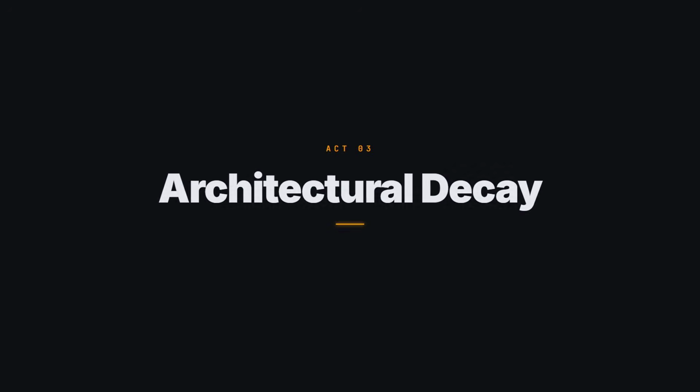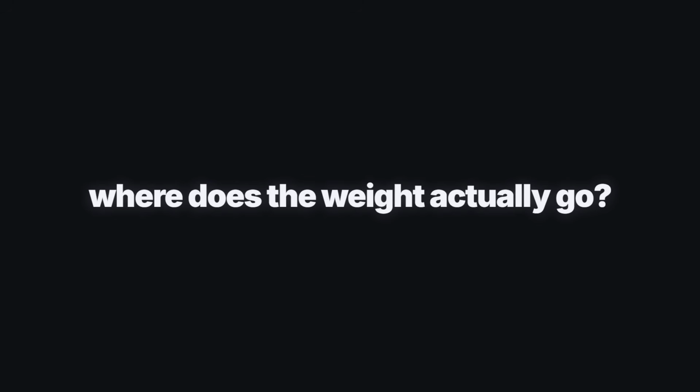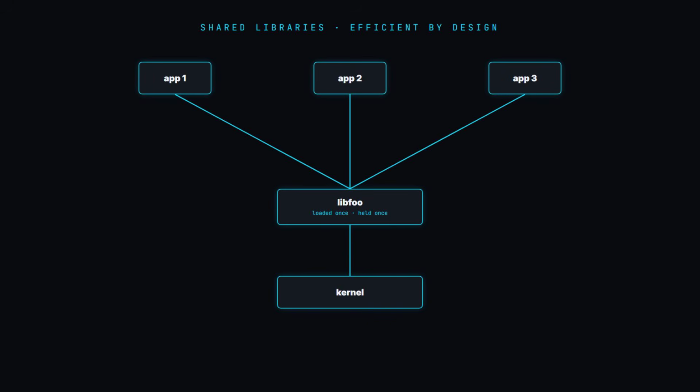So where does the weight actually go? Because the answer matters. If we don't know where it came from, we can't get back to where we were. Let's open it up. Start with libraries. The old model was shared. One copy of a library lives in memory, and every program that needs it points at the same copy. Efficient by design. And here's the thing. That model was supposed to prevent exactly the problem we're about to describe. For traditional native packages, it mostly still holds. The leak is somewhere else.